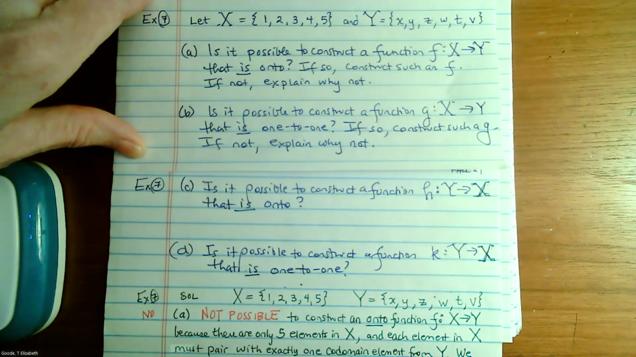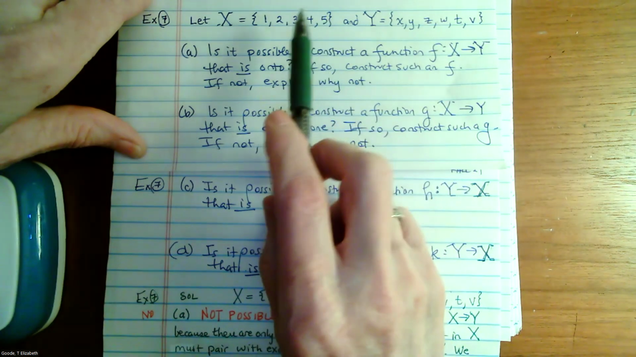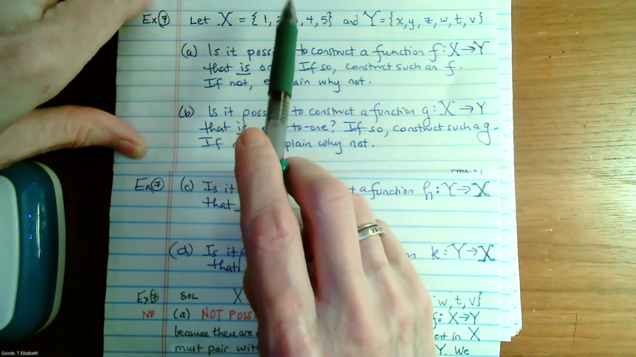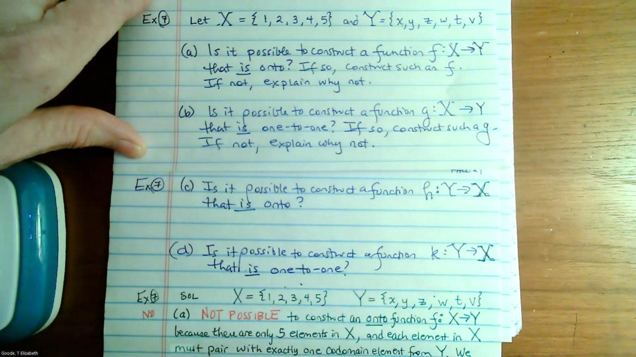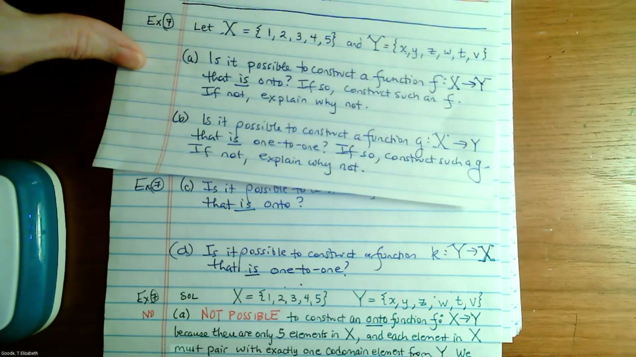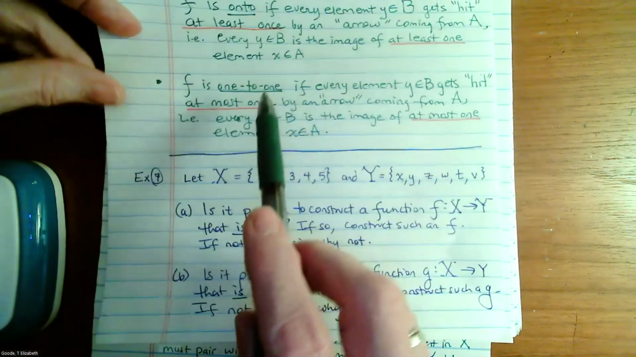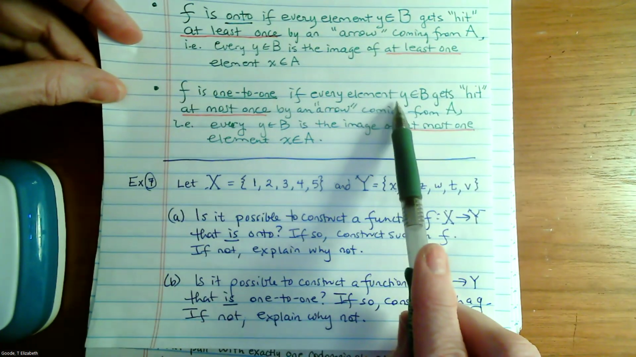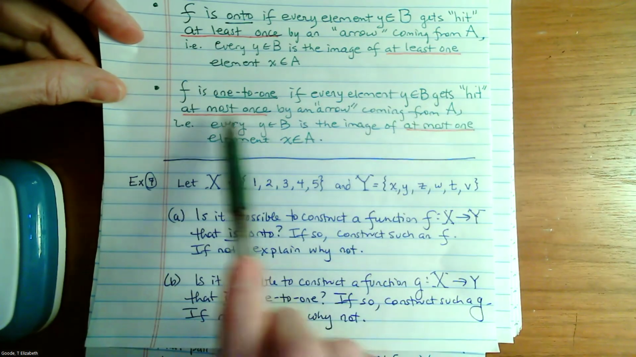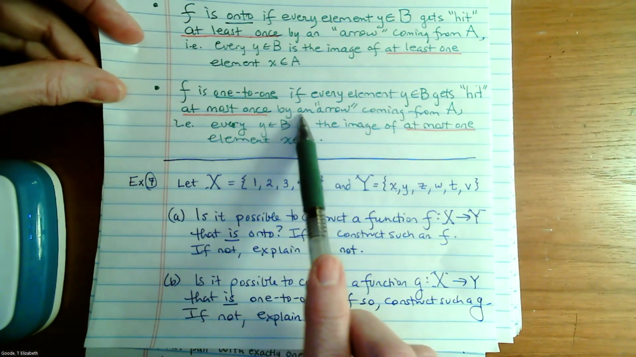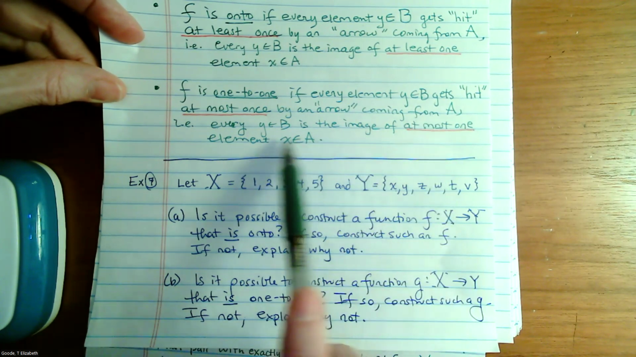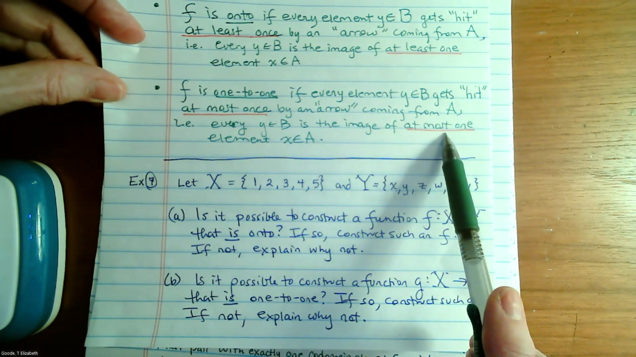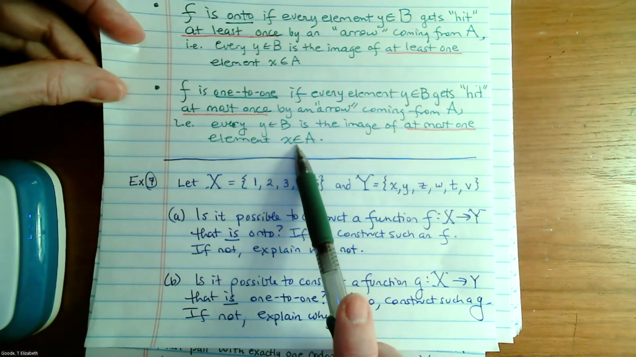All right, now let's play the one-to-one game. Is it possible to build a one-to-one function from X to Y? Shall we review the definition of one-to-one? Here's our 2 definitions, our intuitions: F is one-to-one if every element Y in the codomain B gets hit at most once by an arrow coming from the domain A. So every Y in B is the image of at most one element from domain A.